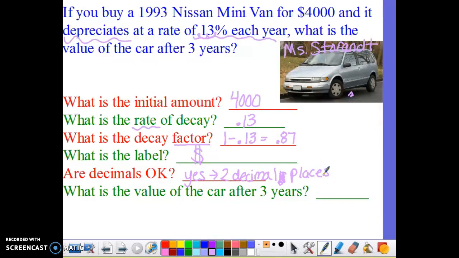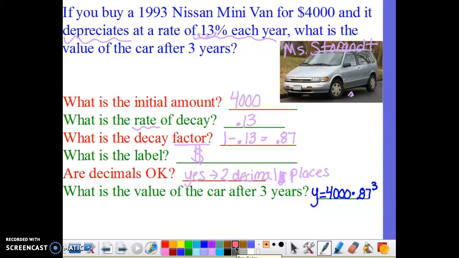What is the value of the car after 3 years? Well, if we think about our exponential model, y equals a times b to the x. A, my initial value, is 4,000, times b, which is my factor, which in this case is 0.87, to the x power. In this case, x is my time, which is 3 years.